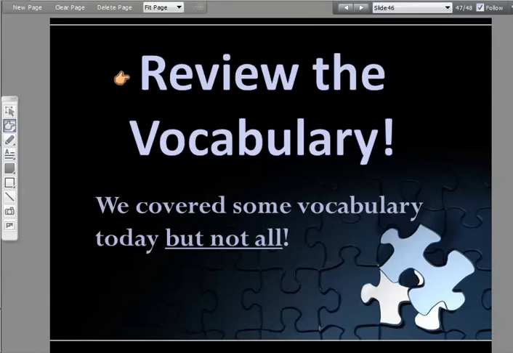And please, please, please review all of the vocabulary that we've been learning since Unit 1, because all the definitions can be used for your proofs. And we covered some of them, but not all of them.